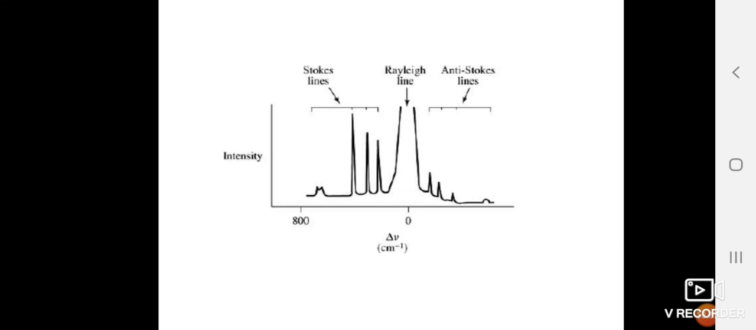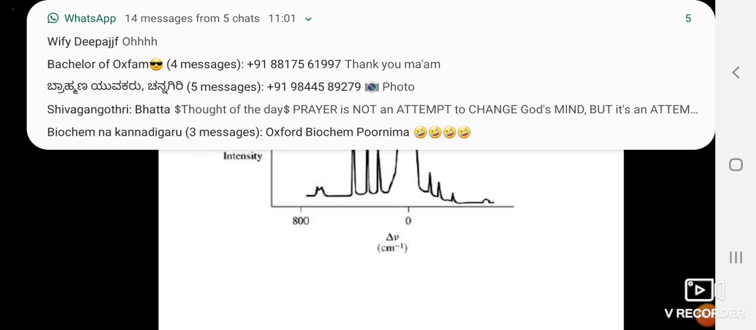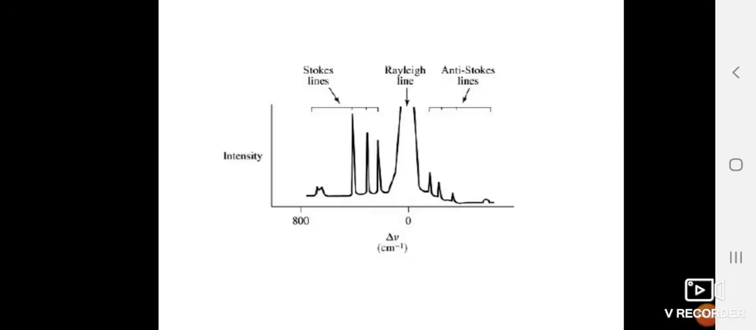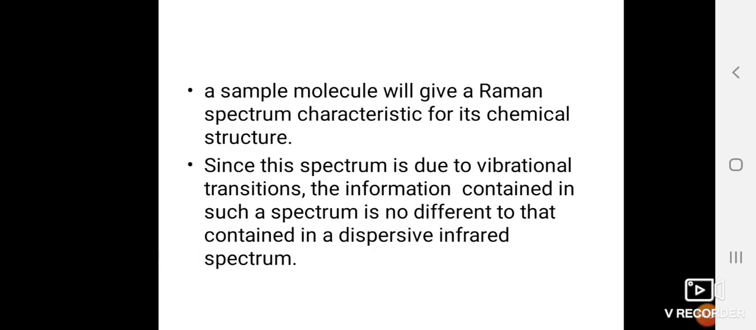You can see here that from the value of delta nu equal to 0, which is called the Rayleigh line, we are going to get Stokes lines towards one side and anti-Stokes lines towards the opposite side of the Rayleigh line. Once again, these Stokes lines and anti-Stokes lines give much more information regarding the structure of the molecule as well as the type of the molecule.